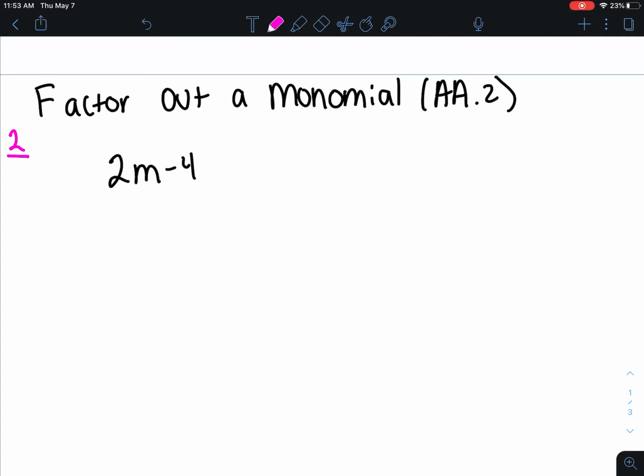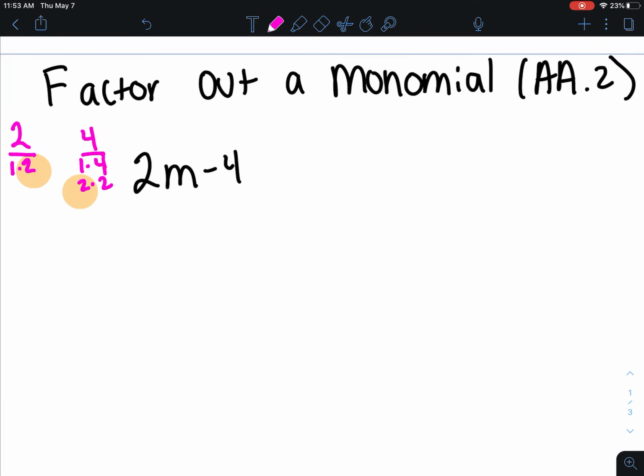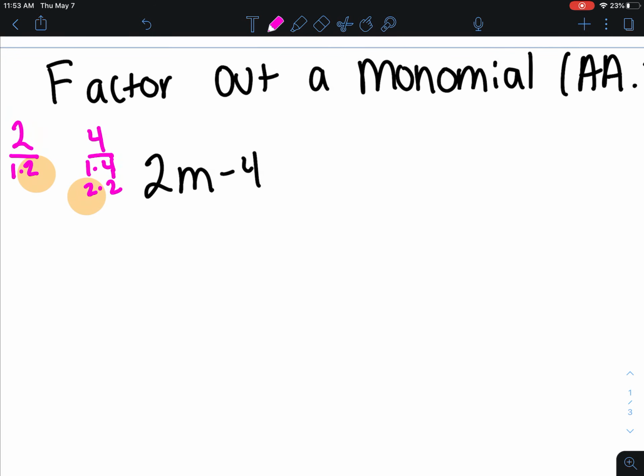So when I factor out, here's what you do first. Write down all the numbers, 2, and then that's 4. I don't really worry about the signs until the very end. So think of all the numbers that multiply to 2. 1 times 2 multiplies to 2, and those are all the numbers. All the numbers that multiply to 4 is 1 times 4 and 2 times 2. Okay, pick the biggest number they both have in common, and they both have 2's.